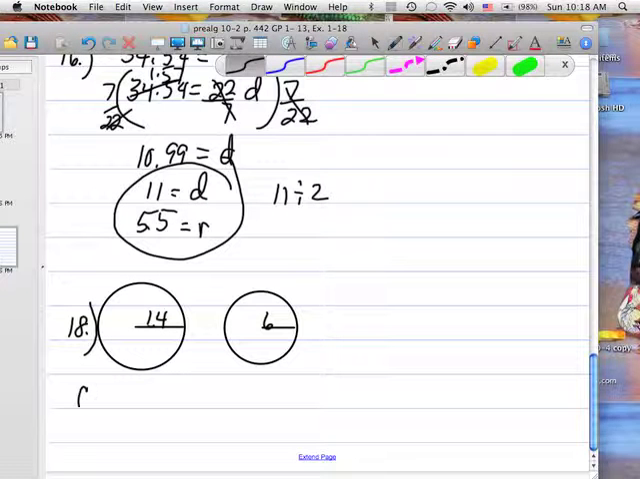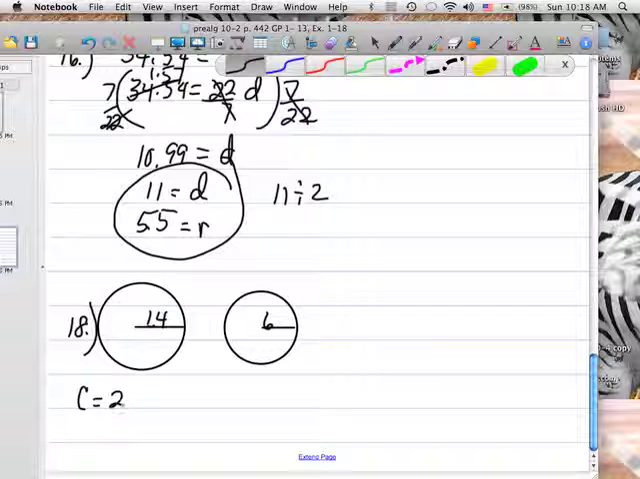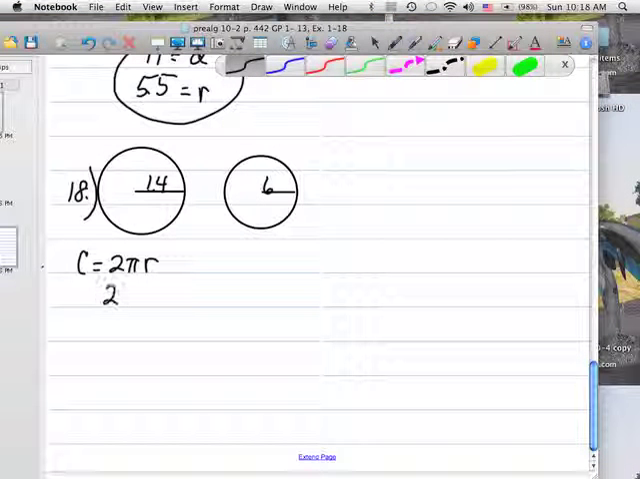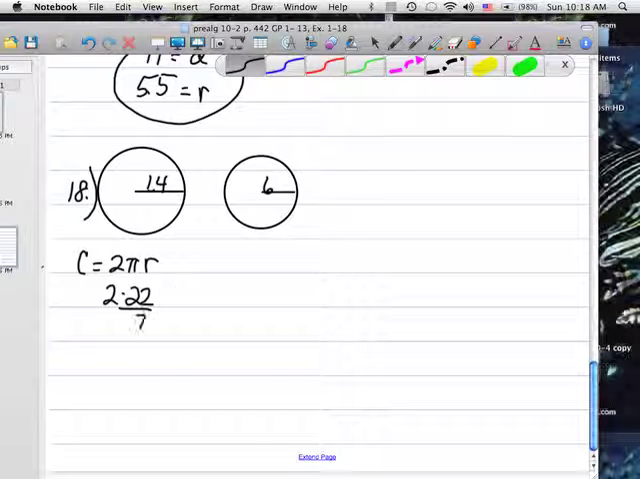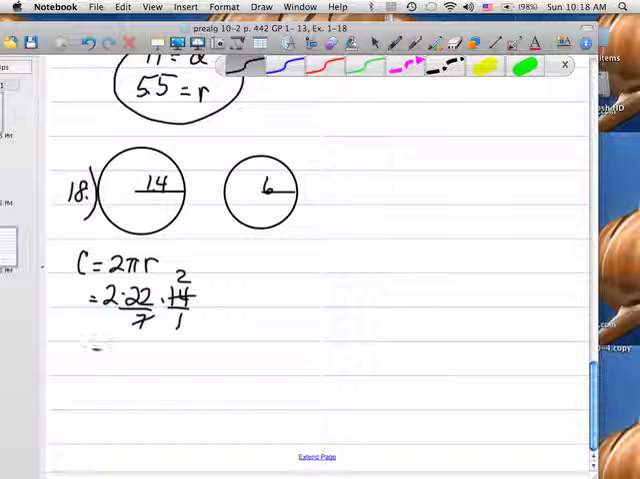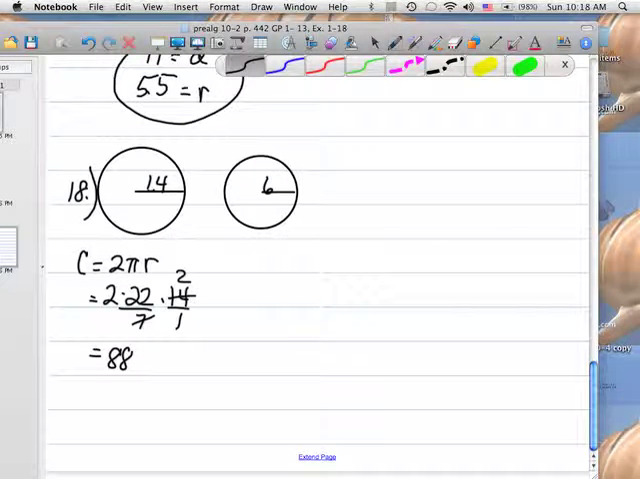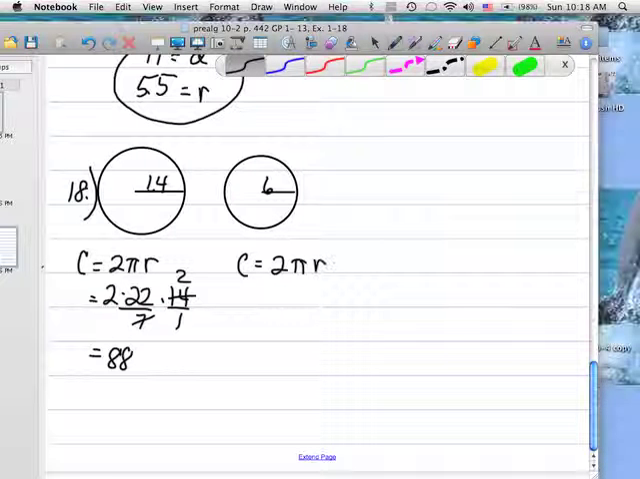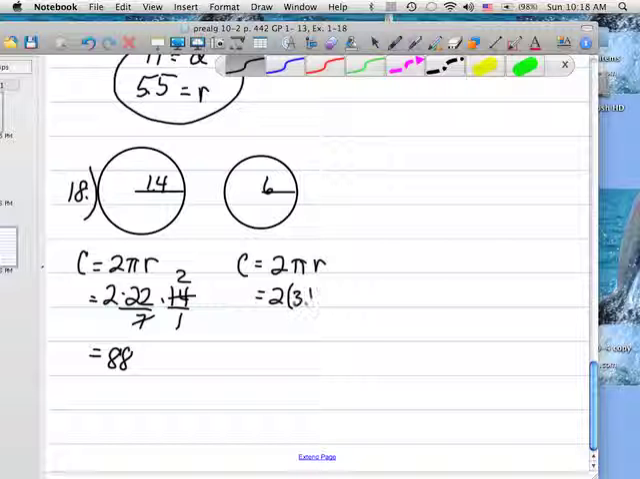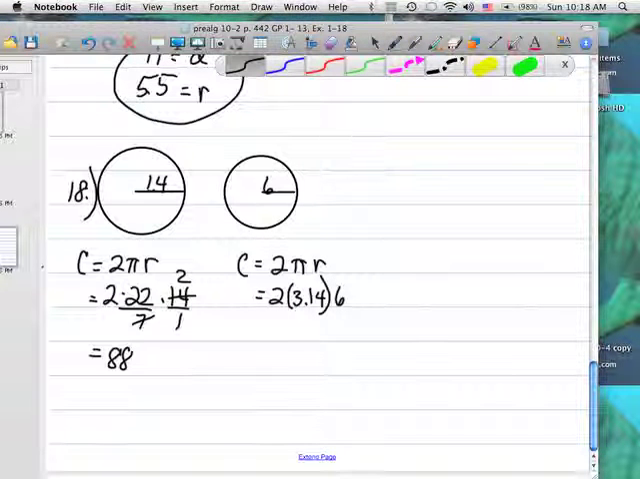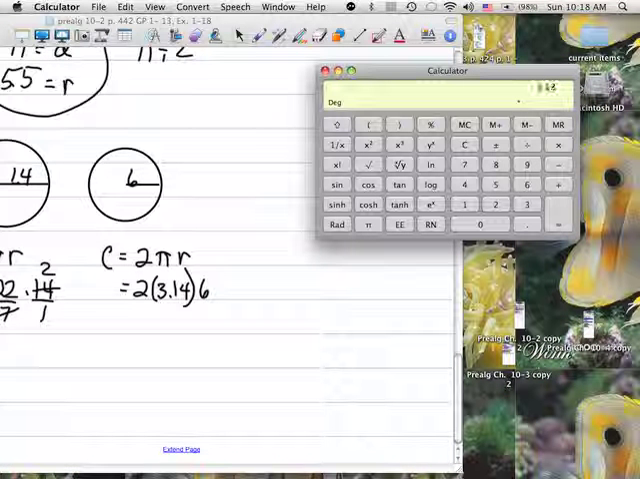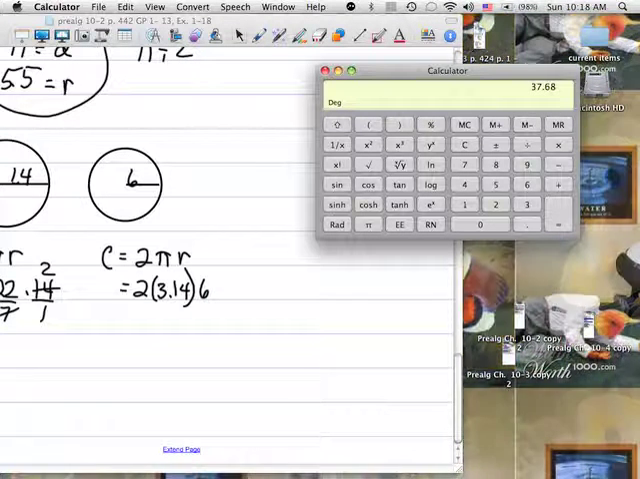So the circumference of the front wheel is 2 pi r, and it's divisible by 7. So we're using 2 times 22/7 times 14. 7 goes into 14 twice, so this comes out 88 for the circumference. For the back one, 2 pi r, and since 6 is not divisible by 7, we'll use 3.14 for pi, and using our calculator, 2 times 3.14 times 6 gives us 37.68.